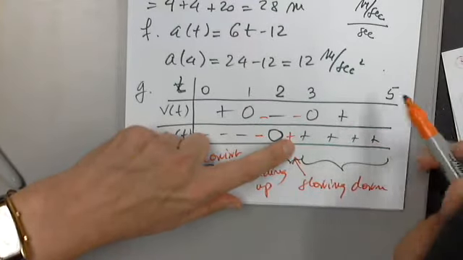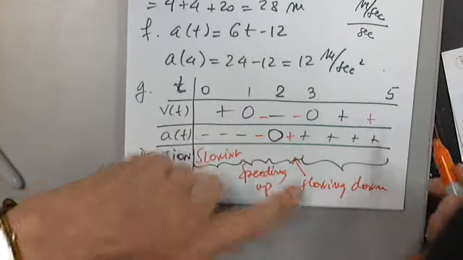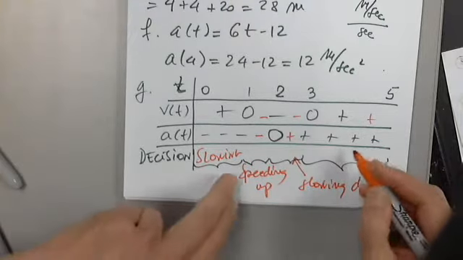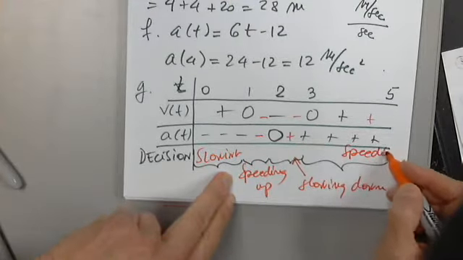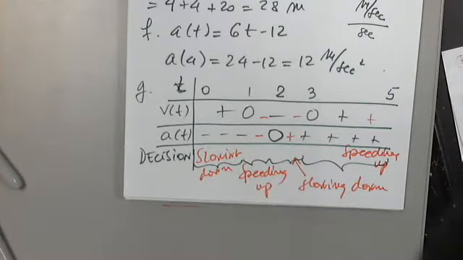And what happens on the last subinterval, 3 to 5? They're both helping one another. The acceleration, in other words, is increasing the speed, so speeding up. Good. Next problem.